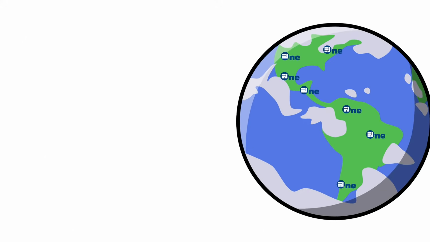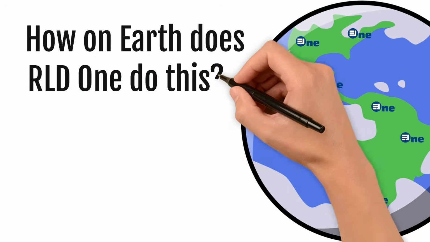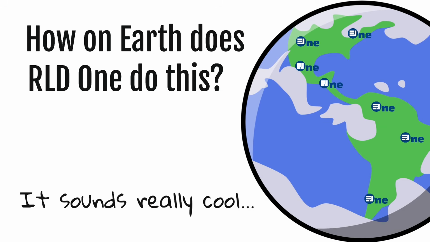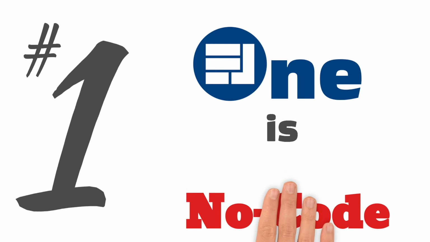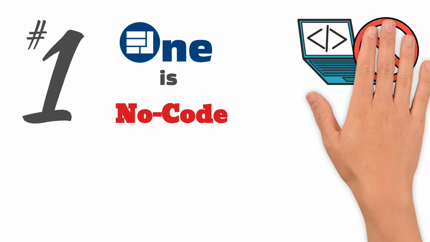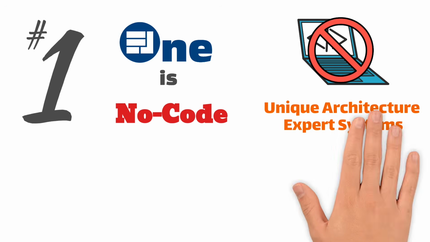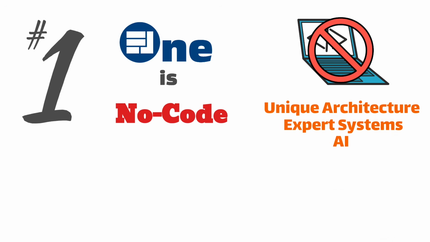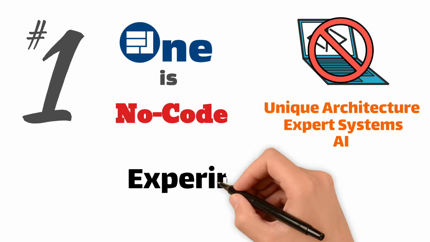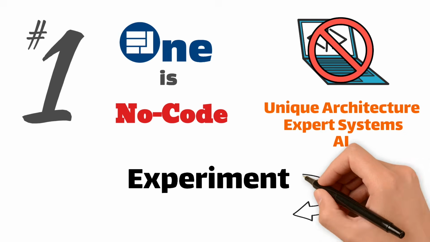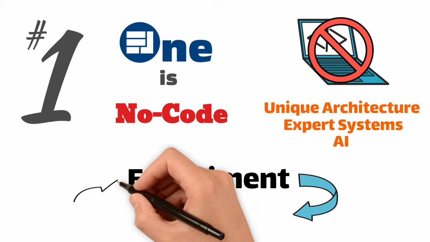So how on earth does RLD One do this? I mean, it sounds really cool. Well, there are two big things that RLD One does to give domain experts the power to create their own system. The first one is that RLD is no code. Seriously, you don't have to write a single line of code. Instead, RLD gives you the drag and drop interface to create your own data systems and integrate with your existing systems. RLD One uses its unique architecture along with expert systems and AI to implement the systems that you want without having to be a code slinger. This is extremely powerful. Not only can you create a complete data system yourself, but you can experiment, test, and iterate to create exactly the solution that you're looking for.